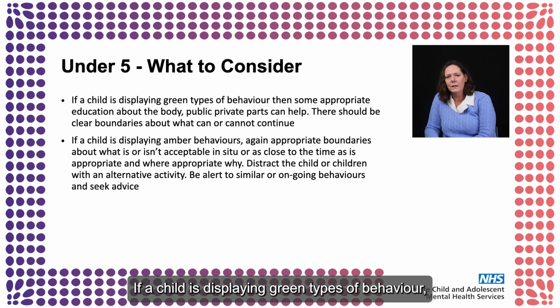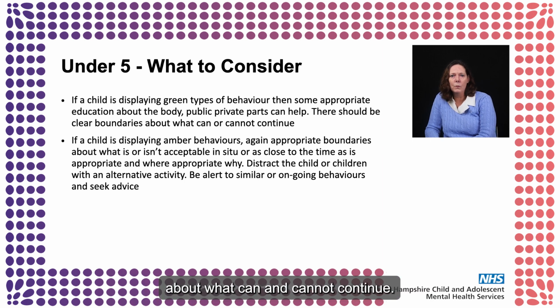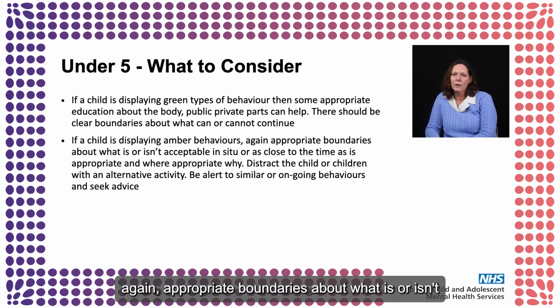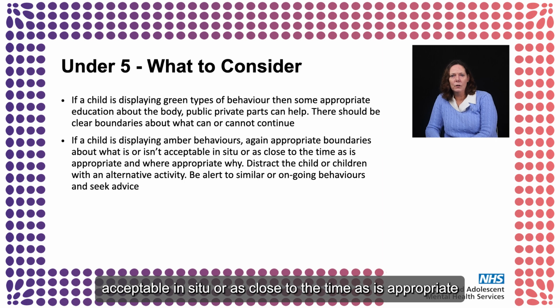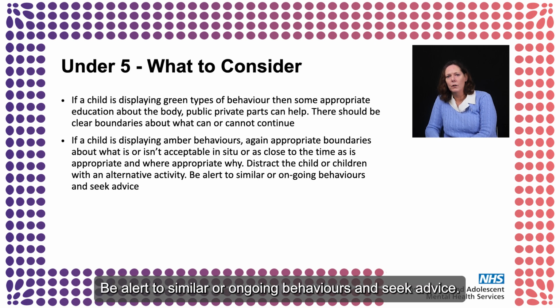So what to consider? If a child is displaying green types of behaviour, then some appropriate education about the body, public and private parts can help. There should be clear boundaries about what can and cannot continue. If a child is displaying amber behaviours, again, appropriate boundaries about what is or isn't acceptable in situ or as close to the time as is appropriate and where appropriate. Distract the child with an alternative activity. Be alert to similar or ongoing behaviours and seek advice.